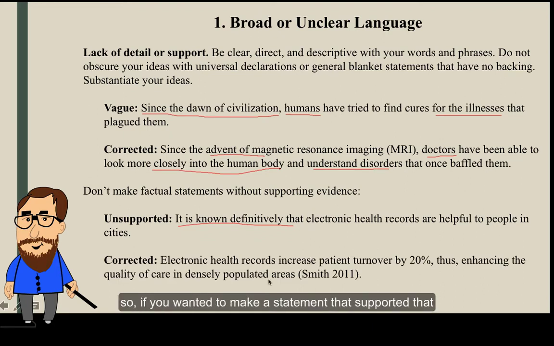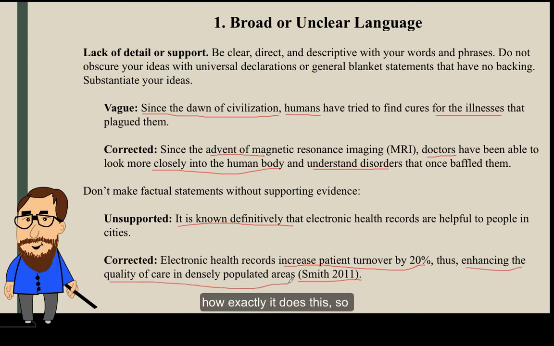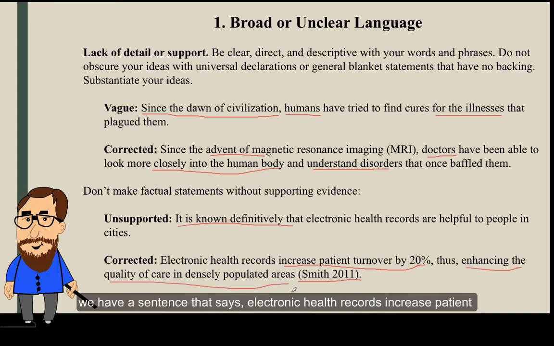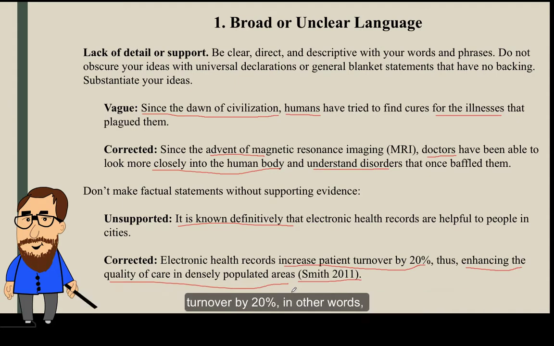So if you wanted to make a statement that supported that, you would bring in evidence, Smith, some specifics, it increases it by 20%, and you would tell them how exactly it does this. So we have a sentence that says, electronic health records increase patient turnover by 20%, in other words, are helpful, enhancing the quality of care in densely populated areas, are helpful to people in cities. So this gets much more specific, much clearer, and much more supported.